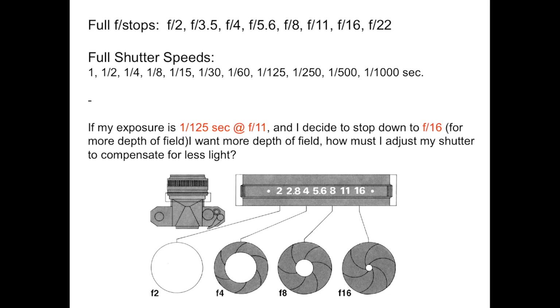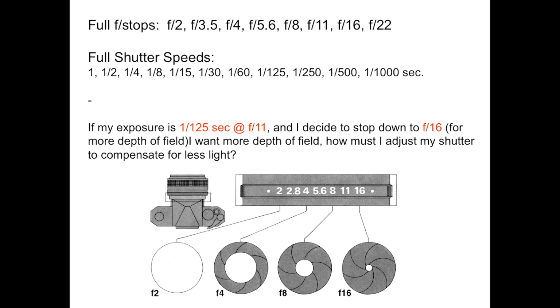By going from f8 to f5.6, I've opened up and doubled the amount of light. But now my exposure is going to be off. To compensate for that, I was set at 1/60th of a second. So I opened up the f-stop, and I would close down the shutter speed. Now I'd go from 1/60th of a second to 1/125th of a second.